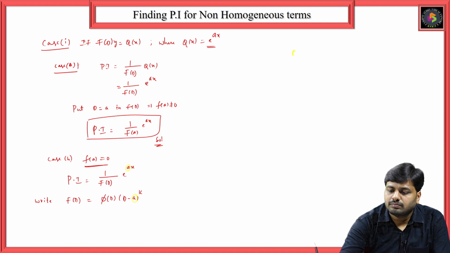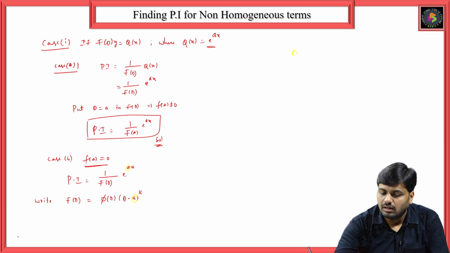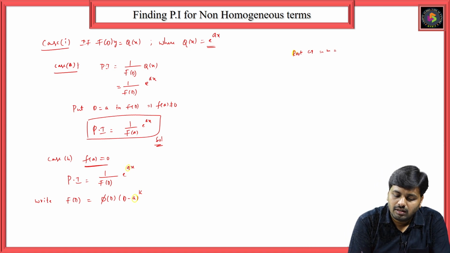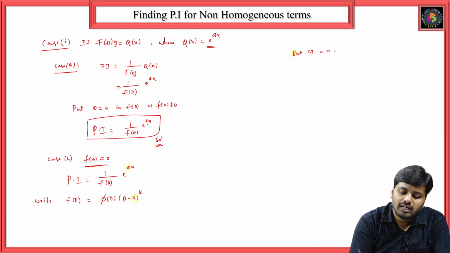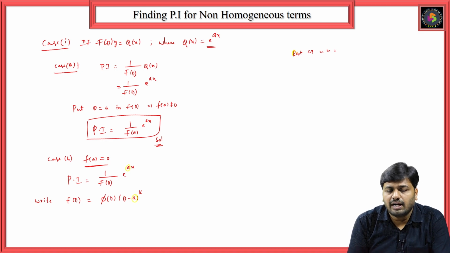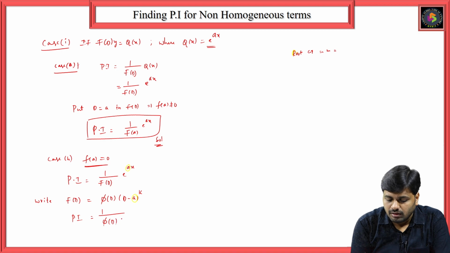Simply take the roots of this differential equation, meaning the roots of the complementary function. When I find that some root m matches this a, then we get the second case. If none of the roots match this a, then we get the first case. So that is also an easy way to identify the problem. Now we'll rewrite this function as this one. Therefore, the particular integral will be 1 by phi of D into (D minus a) whole power k. And one more condition here: phi of a is not equal to 0 when D equals a.